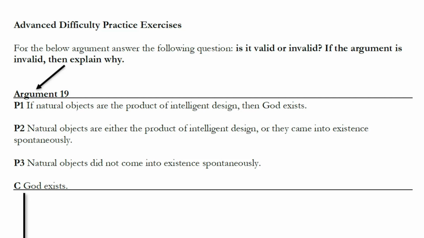Argument 19 reads, Premise 1. If natural objects are the product of intelligent design, then God exists. Premise 2. Natural objects are either the product of intelligent design or they came into existence spontaneously. Premise 3. Natural objects did not come into existence spontaneously. Therefore, the conclusion is that God exists. Again, this is a more complex argument, so once again in my explanation, I'm going to focus on the outline of its underlying logical structure.